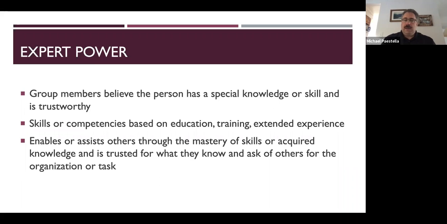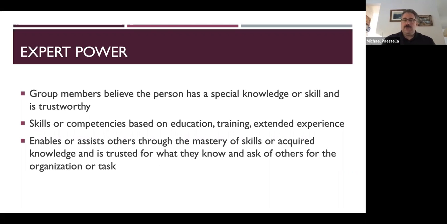An expert power enables or assists others through the mastery of these skills and the acquisition of knowledge, which is one of the key things that we try and do in a learning environment like SUNY Oswego. And this person is trusted for what they know, and people are going to ask others in the organization for their help with something. So organizationally speaking, where this is a big deal, this expert might be your organization's advisor.